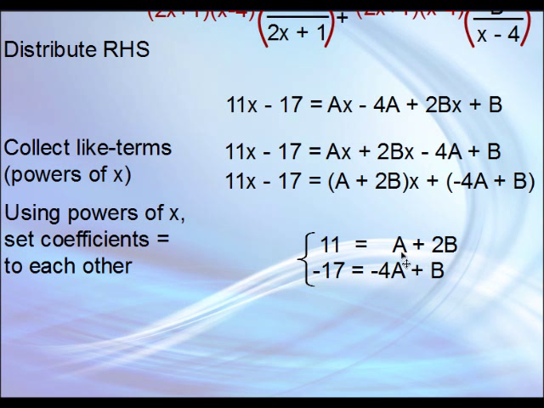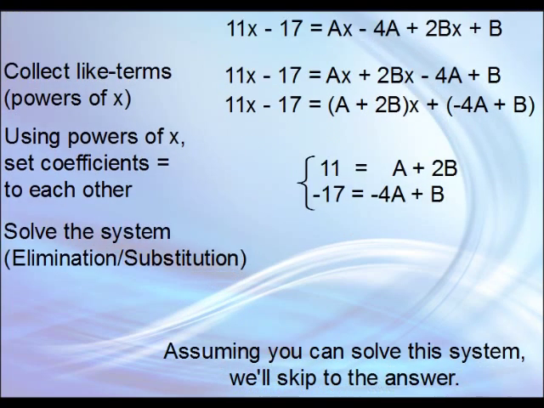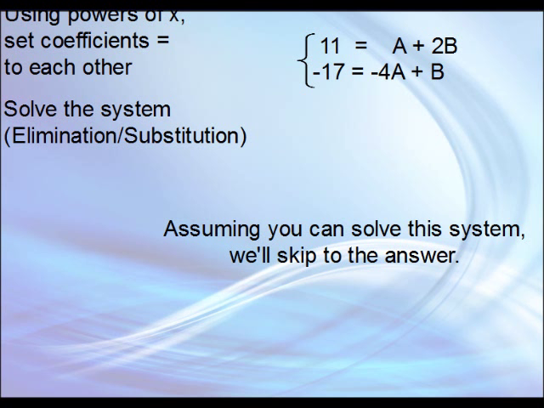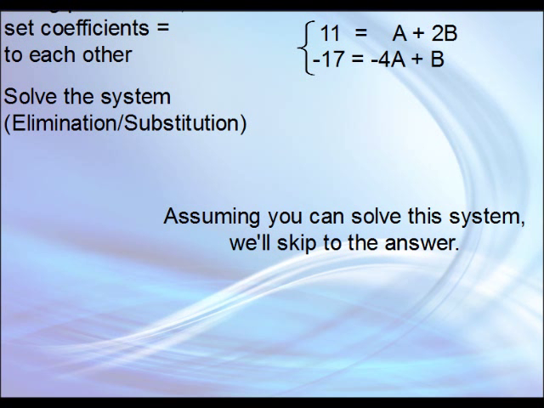Well, what you have now is a simple system. Just go ahead and solve that system. Use elimination or substitution, however you wish, and that would be enough to do that. So let's assume you can do that. Let's assume you can solve this system on your own. I won't go into the particulars of elimination and substitution. We get our answer. A is 5 and B is 3. And that pretty much completes it.